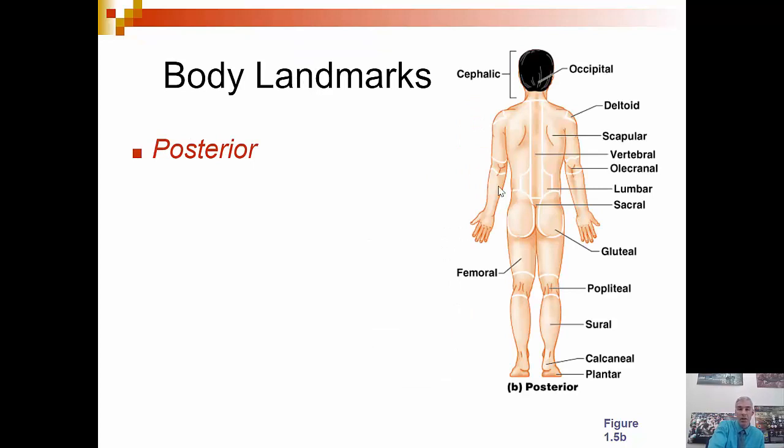Here are the posterior body landmarks. Some of them are obvious, like gluteal. This is the gluteus maximus, right? Your gluteal would be towards your posterior, on your rear end, essentially. Lumbar, that's the lower part of your back. Sacral, where your sacrum would be.